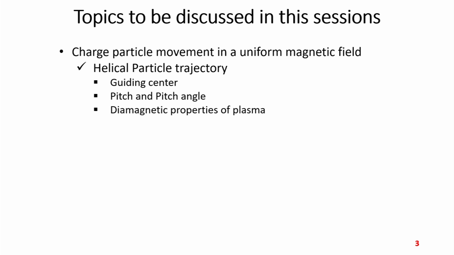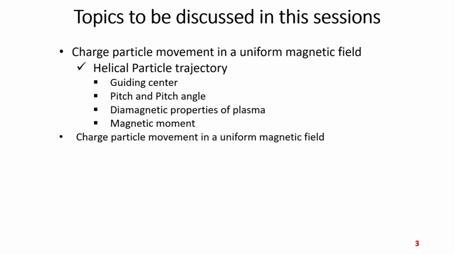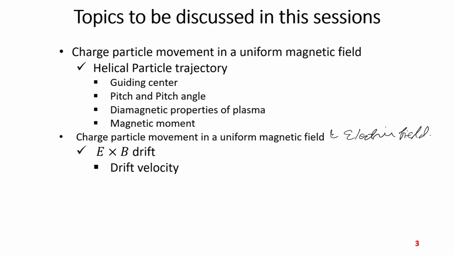Then we will see what the property of the plasma material is when it creates a current, and the expression for the magnetic moment. Then we will consider a uniform magnetic as well as electric field. It is a combination of both the magnetic and the electric field, and we will see that there is a drift, and what the drift and the drift velocity are.